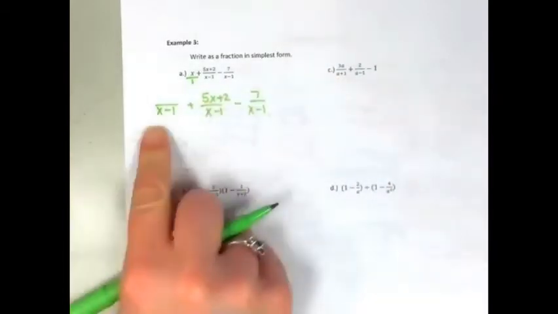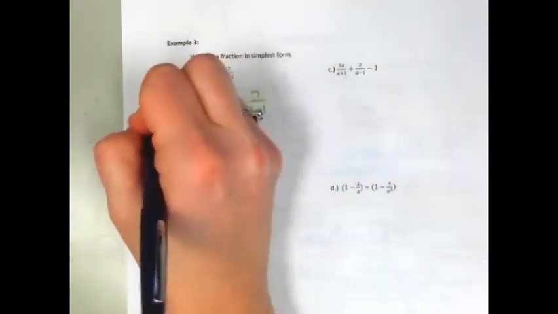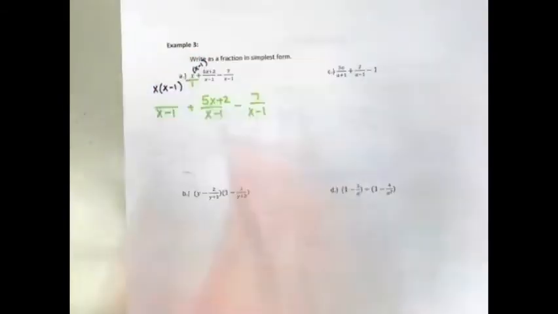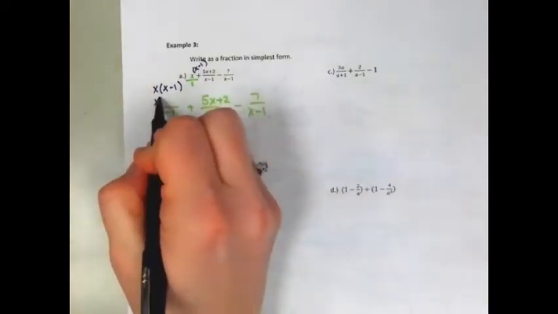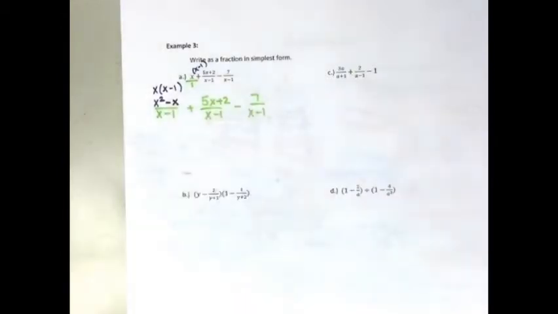But let's go ahead and look at the numerator. What did I multiply 1 by to get to x minus 1? X minus 1. So I need to multiply x times x minus 1. And what is x times x? X squared. And what's x times negative 1? Negative x. So now, can we go ahead and combine like terms?